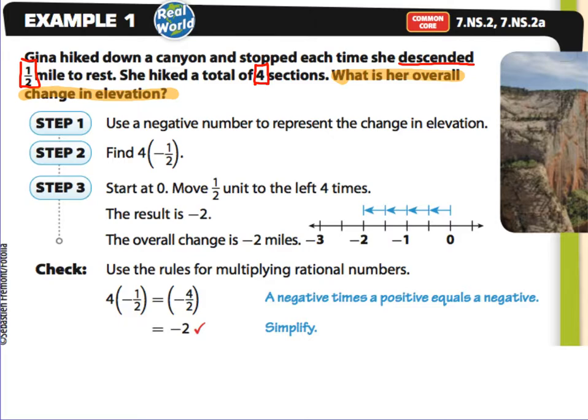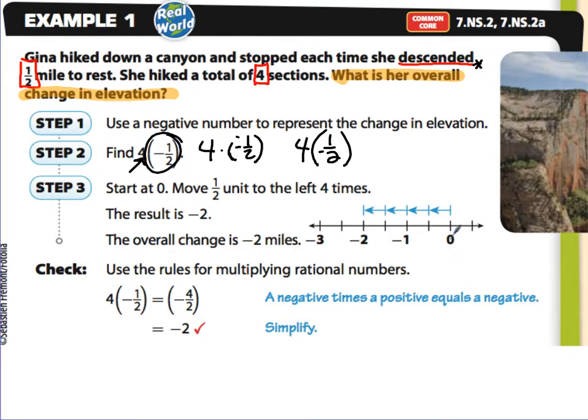Okay, so what this tells me is that, I'm going to get my black pen here. We have to represent the change in elevation using a negative because she descended. So that's why this is negative 1/2. And then she did that 4 times. So we have 4 times negative 1/2. Now you can also write it when you just have the parenthesis connected to the number like this. That means 4 times negative 1/2.